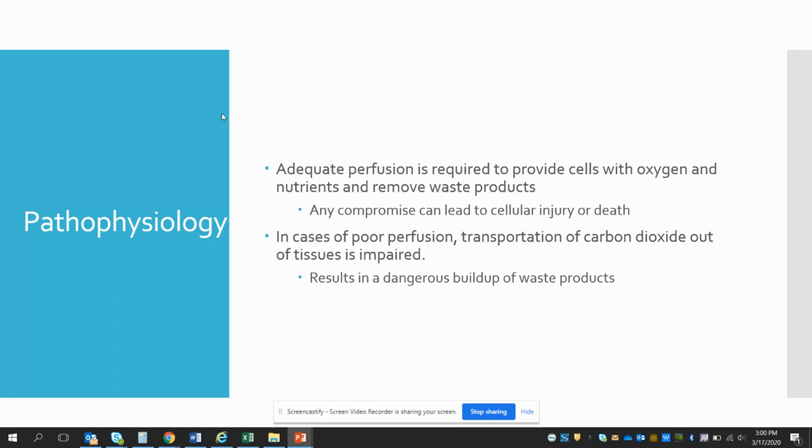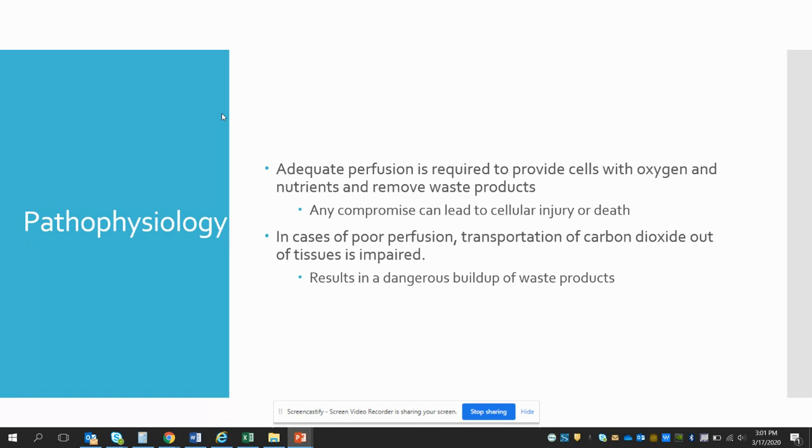So any compromise here in the areas that we're going to talk about can lead to cellular injury or death. And kind of what happens in the breakdown of that is you'll start to have individual cell death. If enough of those individual cells die, you'll start to have larger pieces of tissue, so tissue death. If a large enough piece of the tissue dies, then that would lead to organ death. That could lead to organ system death if you have multiple organs in one system, and then ultimately that could lead to death of the organism.